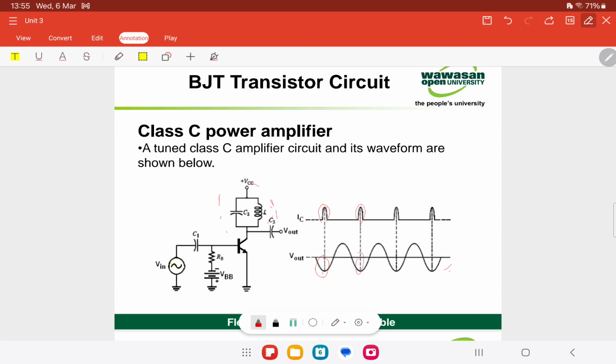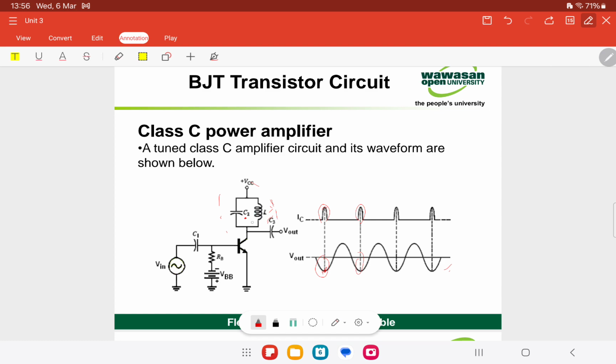For the maximum peak, we get the minimum peak here. And this is the basic tuned class C amplifier with tank circuit. Owing to the charging and discharging of the capacitor C2 in the tank circuit, what is the characteristic of the capacitor? It can store energy, and due to that, it will be charged and discharged through the inductor L. Charging and discharging of the capacitor C2 through the inductor L.